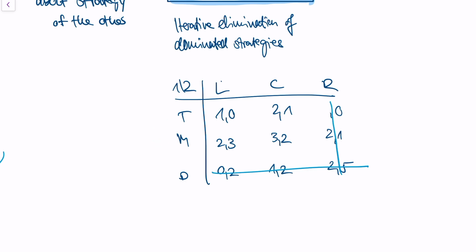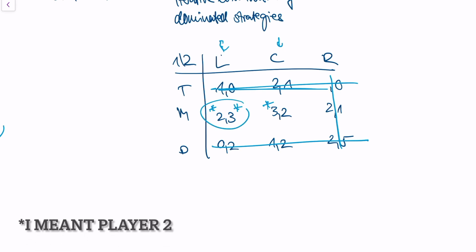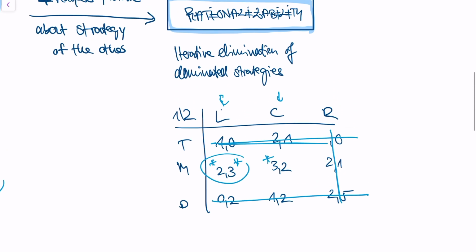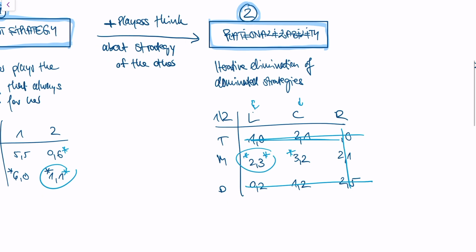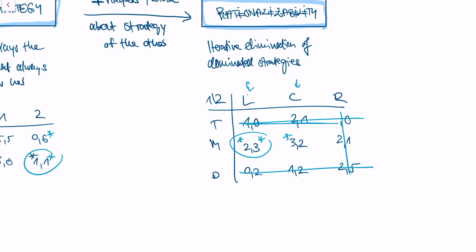What is player 1 now going to do? Well, if player 2 plays left, player 1 will play middle. If player 2 plays center, player 1 will also play middle. Once again, we can eliminate the top strategy. It will never be played by player 1. However, if player 1 plays middle, we know that player 2 will want to play left. So we have found our equilibrium. In other words, in this game, with this payoff and with the made assumption, we find that the players will act left and middle. So this is our rationalizability, right?